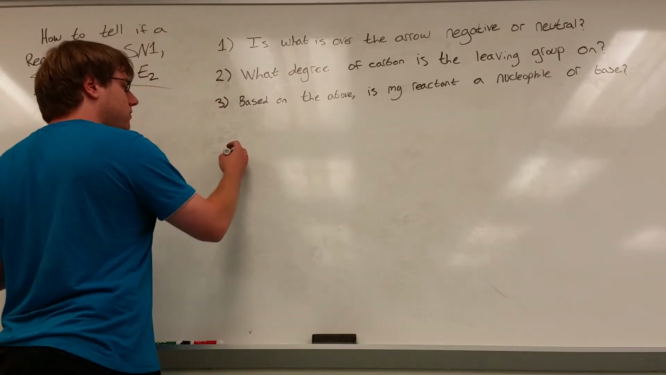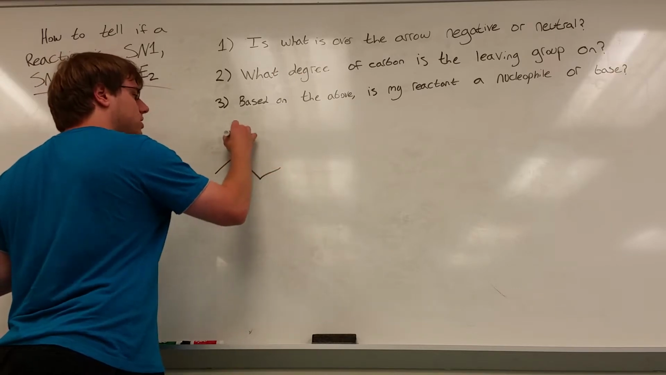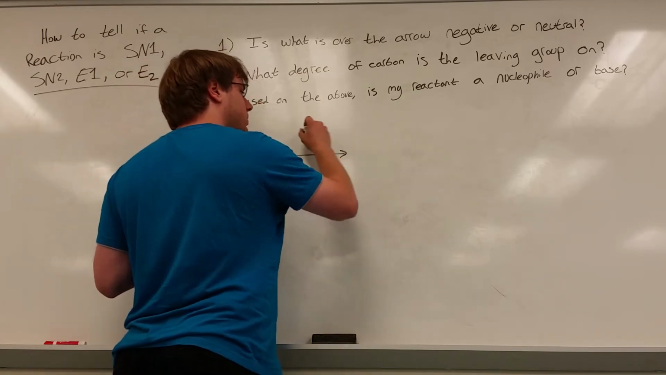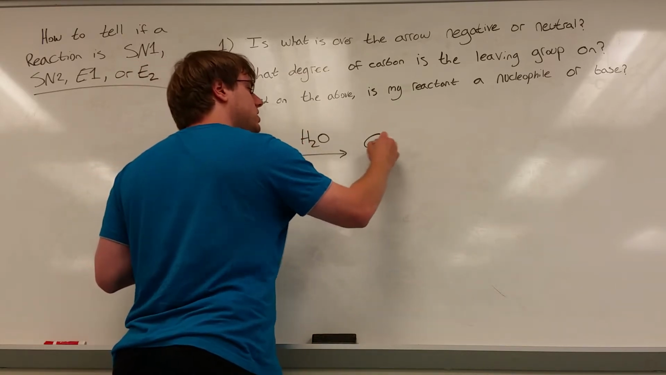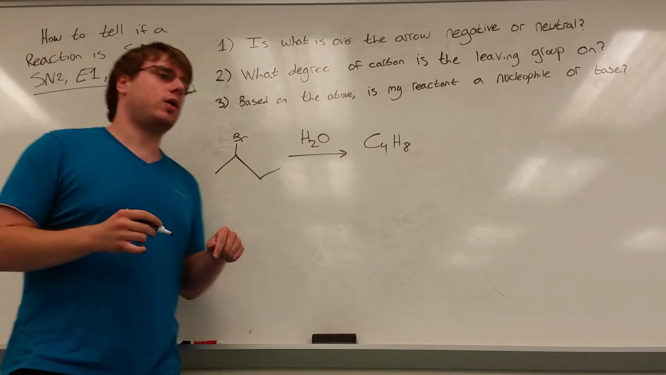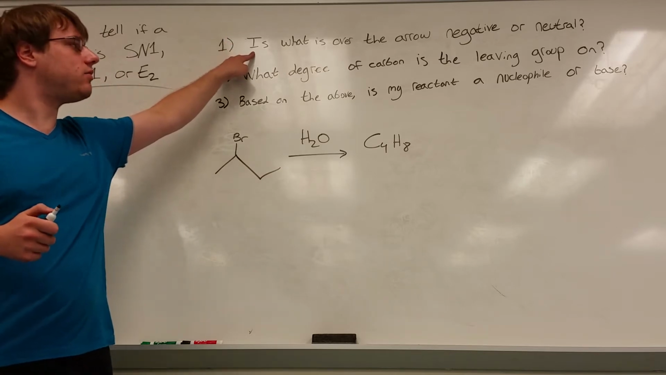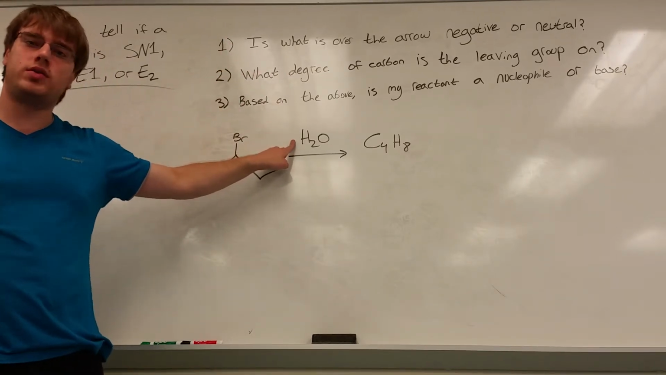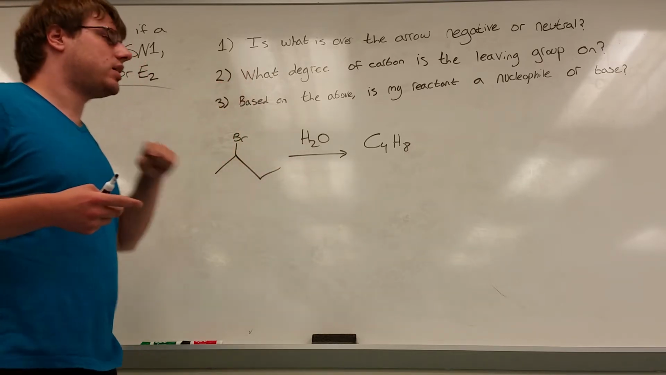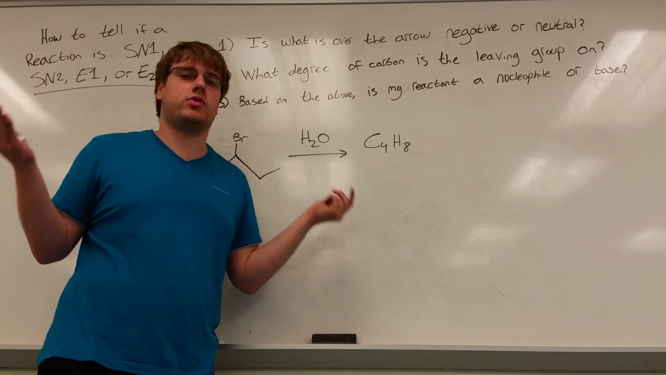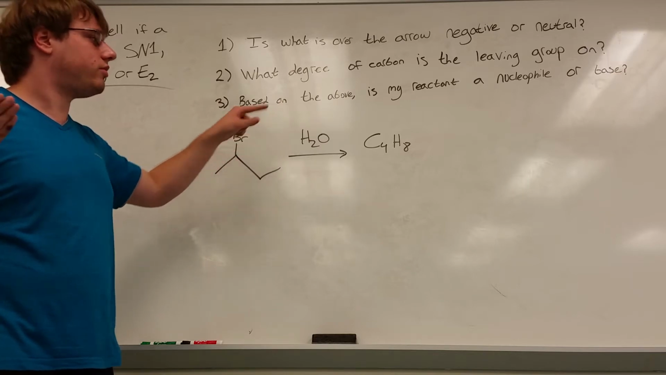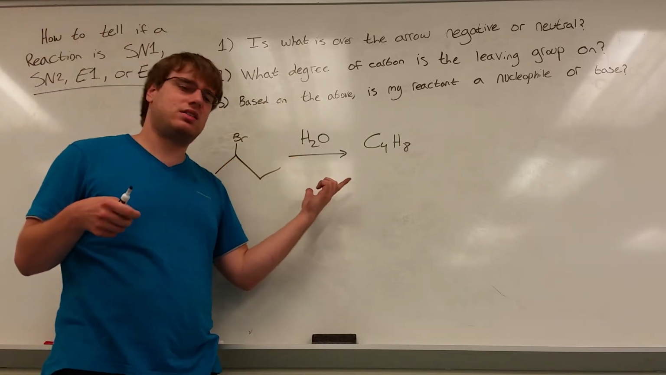Let's take, for example, I gave you a structure that looks like this, with a bromine sticking off that secondary carbon, and I tell you the product of this reaction with H2O is C4H8. What reaction am I doing? Well, first I answer the question, is it negative or neutral? It's neutral, so I know it's SN1 or E1. Now I ask what degree of carbon is the leaving group on? Secondary. Well, that doesn't favor E1 versus SN1 in any degree. So now I ask, is my reactant a nucleophile or a base? Still can't really tell, it's one or the other.